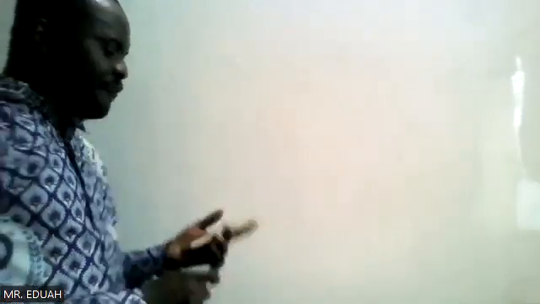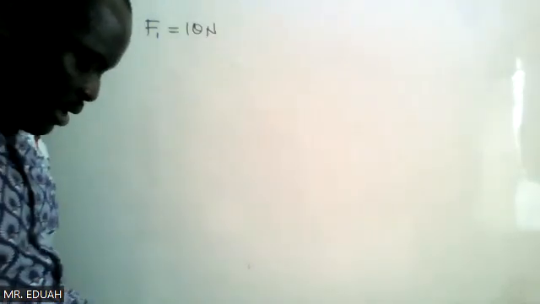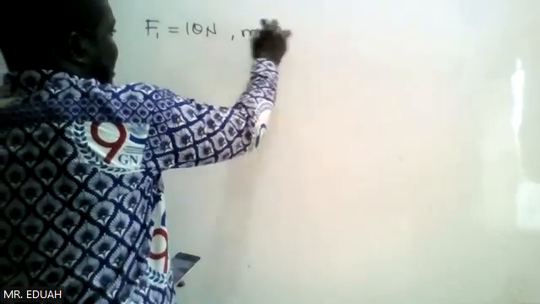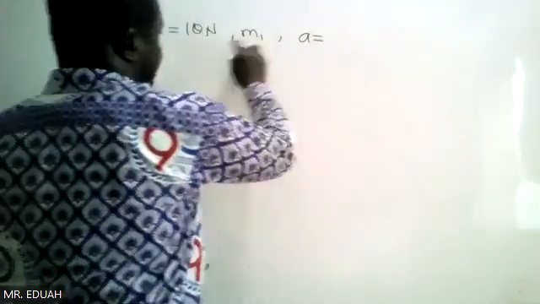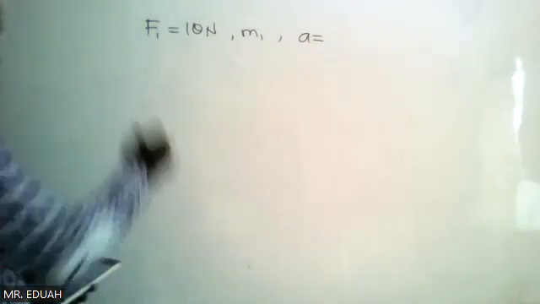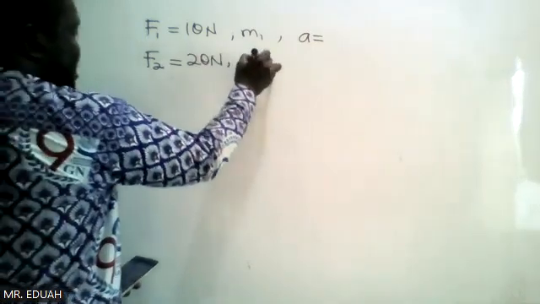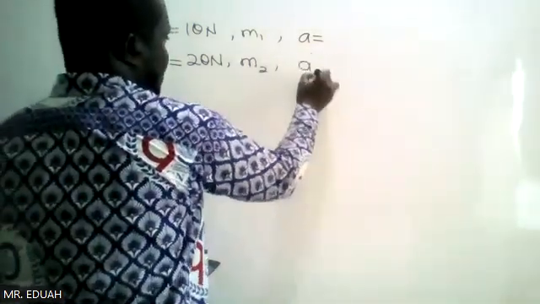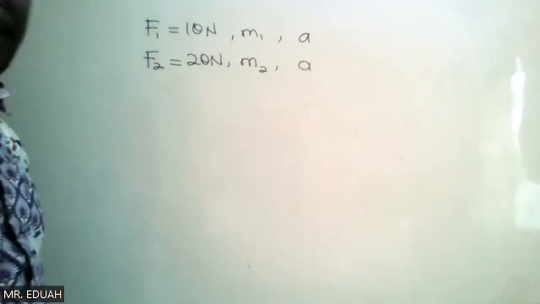Question. A 10 Newton force. So look, F1, we are told 10 Newton. A 10 Newton force gives a mass M1 an acceleration a. Now a 20 Newton force gives another mass. So F2, this is a different force. F2, 20 Newton, gives another mass M2 the same acceleration a. What is the ratio of the masses?